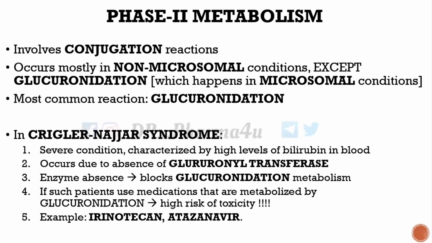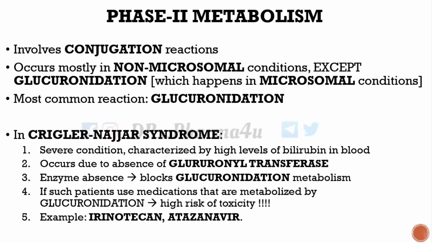Now we come to phase 2 metabolism. This usually involves conjugation reactions. All the reactions that are involved in phase 2, their main principle is conjugation. This usually occurs in non-microsomal conditions, but there is an exception, that is glucuronidation. Glucuronidation usually happens in microsomal conditions. And the most common phase 2 reaction is glucuronidation. As we said, for phase 1, it is oxidation. For phase 2, it is glucuronidation.